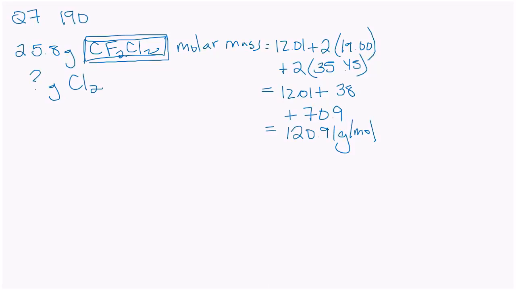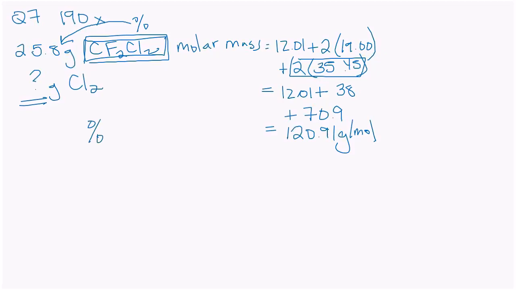So the next thing, that's of everything. That's of your chlorine, your fluorine, and your carbon together. And the question is saying, how much of that is going to be chlorine. So we know that we have 2 times 35.45 as the amount of chlorine in 1 mole of this compound. So I want to find the percentage of chlorine, because once I know the percentage of chlorine in this compound, I can then use that with the 25.8 gram sample. I can multiply my percentage by 25.8, and that's going to give me my mass of chlorine in the end. So that's why I need to do my percent first.